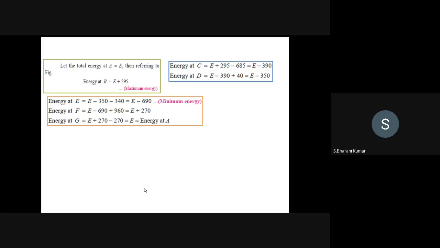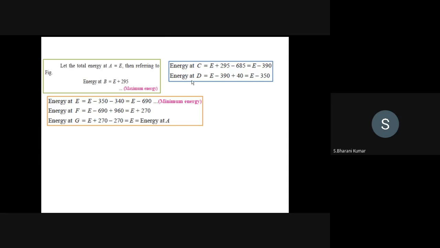And there is an energy calculation. I think we already saw this sum, just a recap of these things, and the energy level at point A. For that I'm going through this very fast. The total energy at A is E, and at B it is E plus 295, and for C it is E plus 295 minus 685, that is E minus 390.